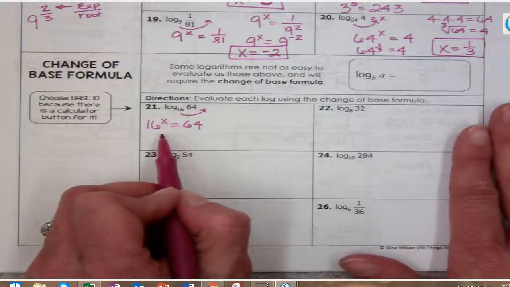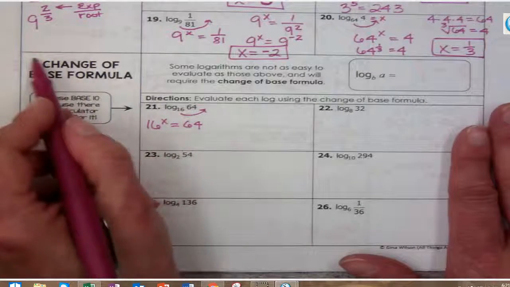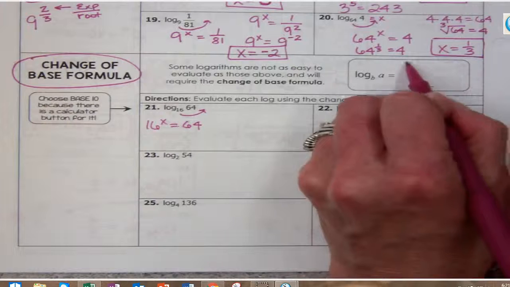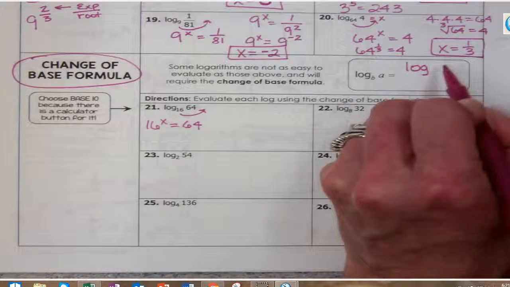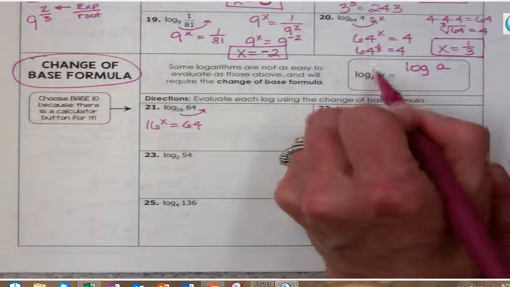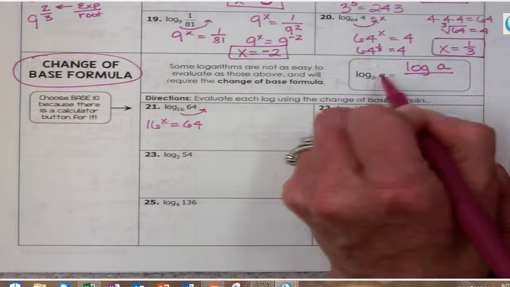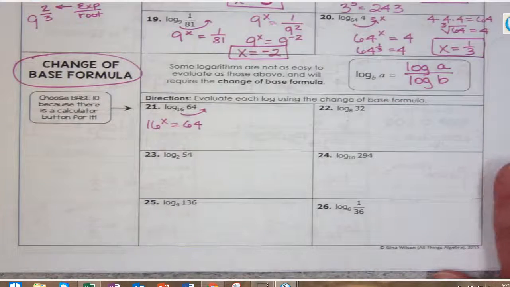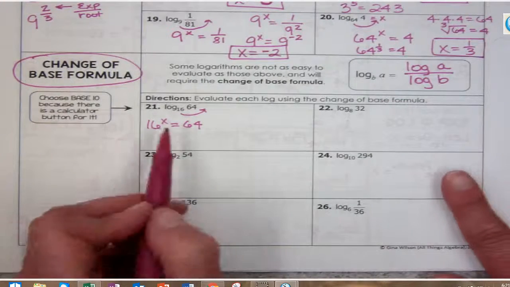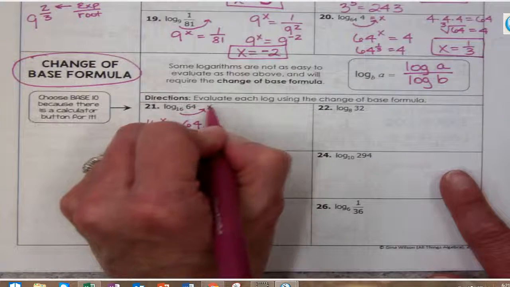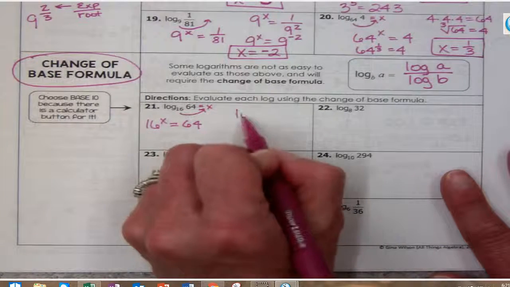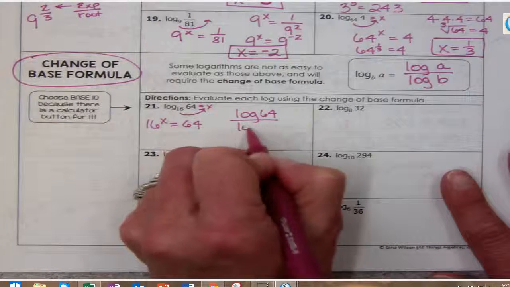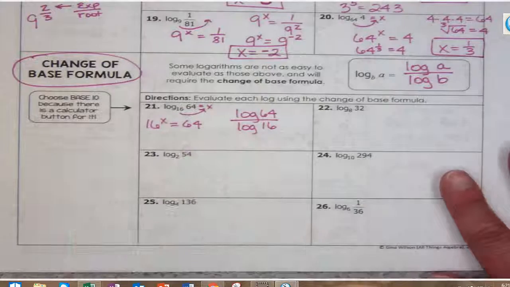So what you do here is you do what's called the change of base formula. And what you find is the logarithm of A, the one on top, stays on top, divided by the logarithm of B. So here, to solve this, you're going to say the logarithm of 64 divided by the logarithm of 16.